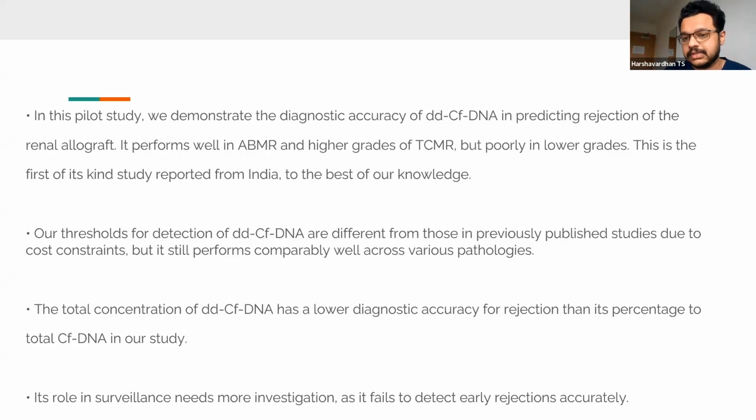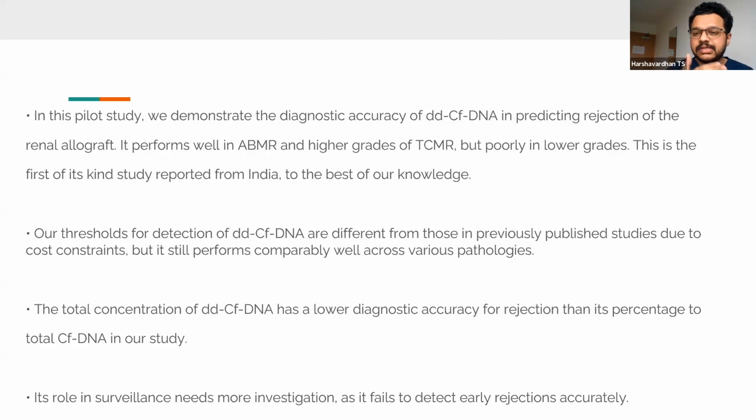It's only about 55%. So I think our conclusion has always been that it is a good rule out test rather than a test to say that this is rejection. Having a 50% positive predictive value suggests that it could be rejection, it need not be rejection. But in a clinical situation where we are not able to do a biopsy and you want to strongly rule out ABMR, I think it really helps.